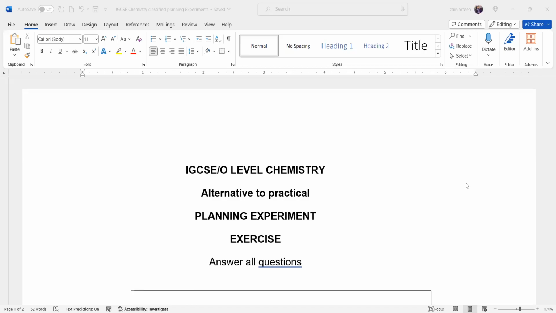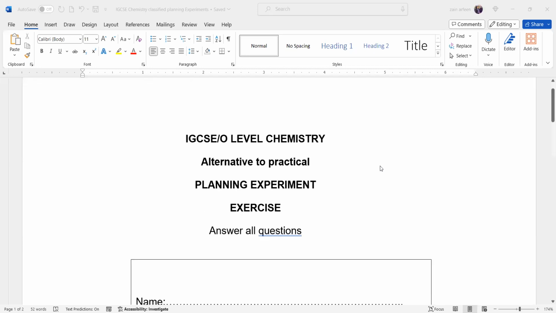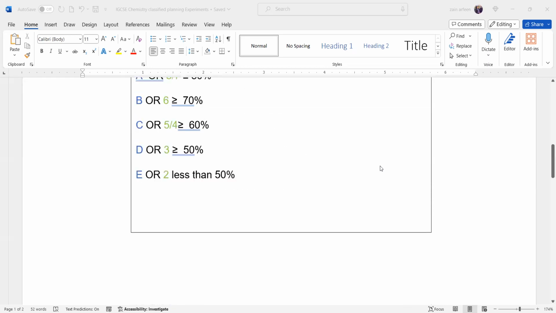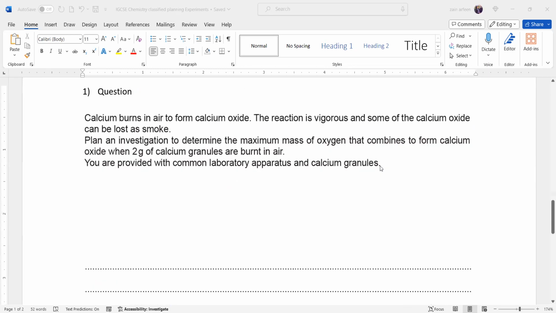So we'll start this exercise as well. Every session we'll do at least a planning experiment question, as it's a very important topic regarding paper six. A 6 mark question is there, sometimes 7 marks. So the first question we'll solve from this exercise.